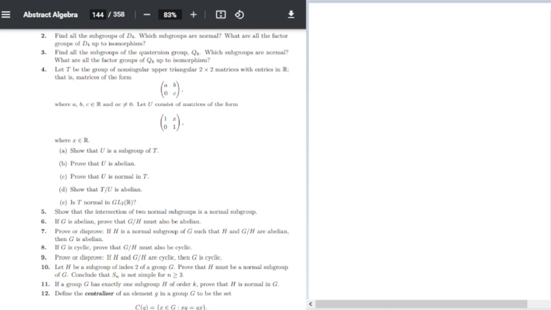Find all subgroups of D4. Nah. Find all the subgroups of the quaternionic group Q8, which subgroups are normal. What are all the factor groups of Q8 up to isomorphism?